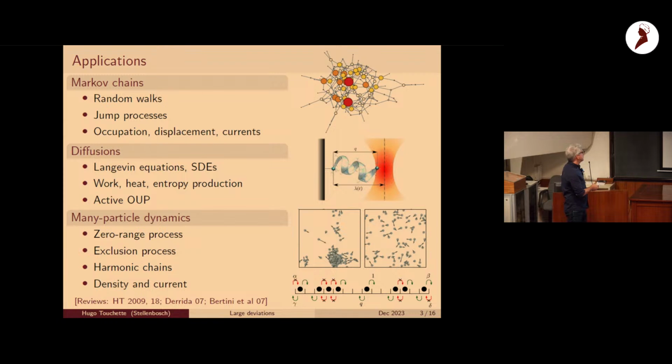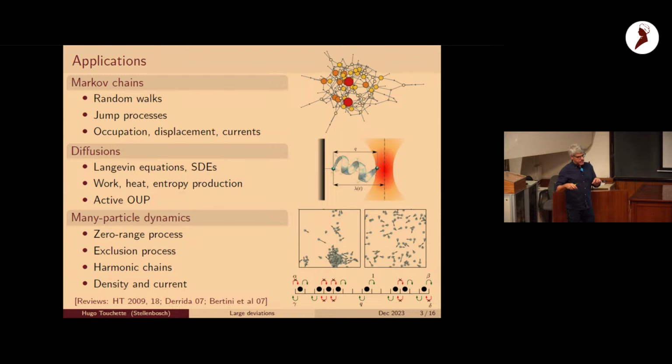And then people have started looking also at active versions of diffusions and looking at things like the entropy production, which is another observable. And there's been lots of work also in the last few years on many particle dynamics. So I'm putting an example here. This is the exclusion process.